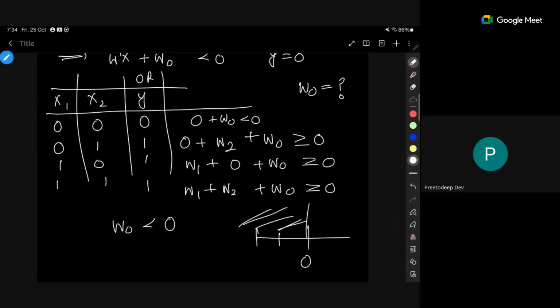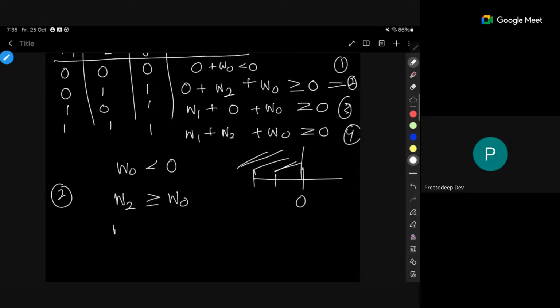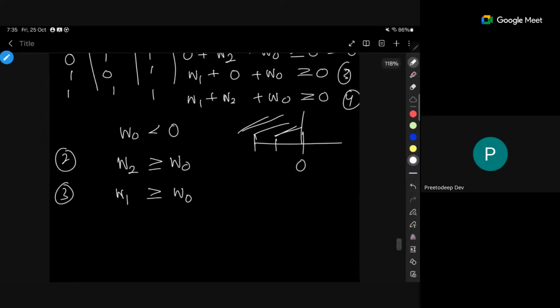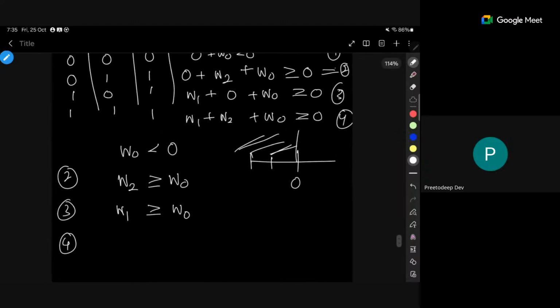If W naught is less than 0, from the second equation I know, I'll write this as first, second, third, and fourth. From the second I can say that W2 needs to be greater than minus W naught. Then W1 also needs to be greater than this, from the third. And W2 has to be strictly greater; you can't have it equal to 0 as well.